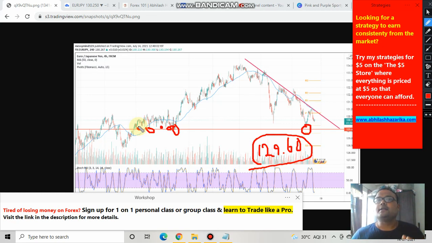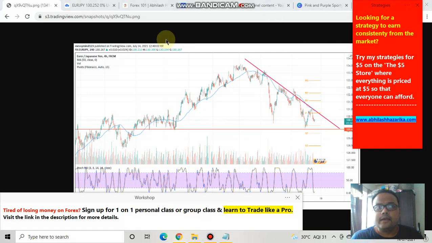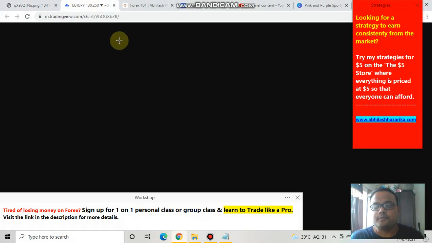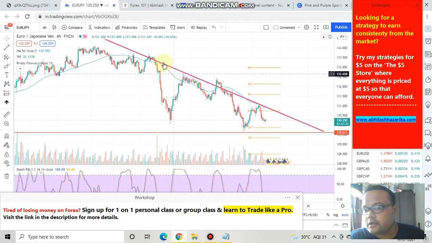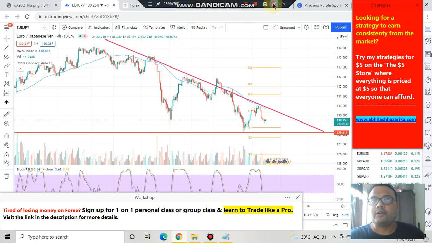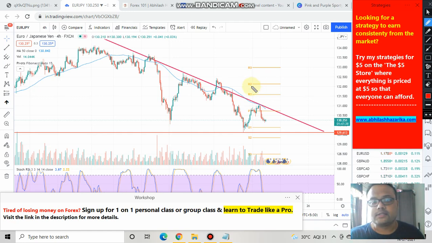So which means that some buyers are present in the market, or some buyers are sitting at this price level who are not allowing the market to cross this price level. Therefore 129.60 is an extremely crucial support for the market. Apart from this crucial support, we have got this trend line. This trend line has no particular value because this is a dynamic resistance.